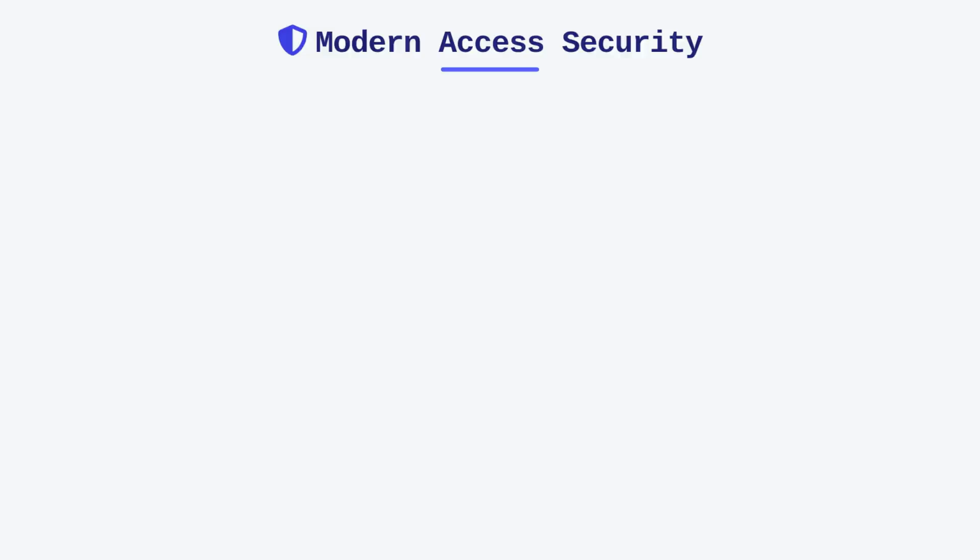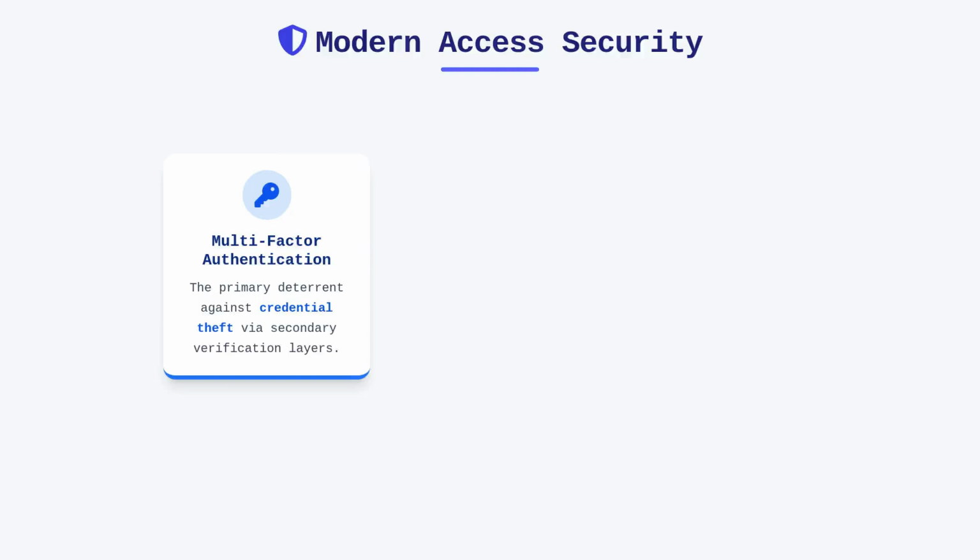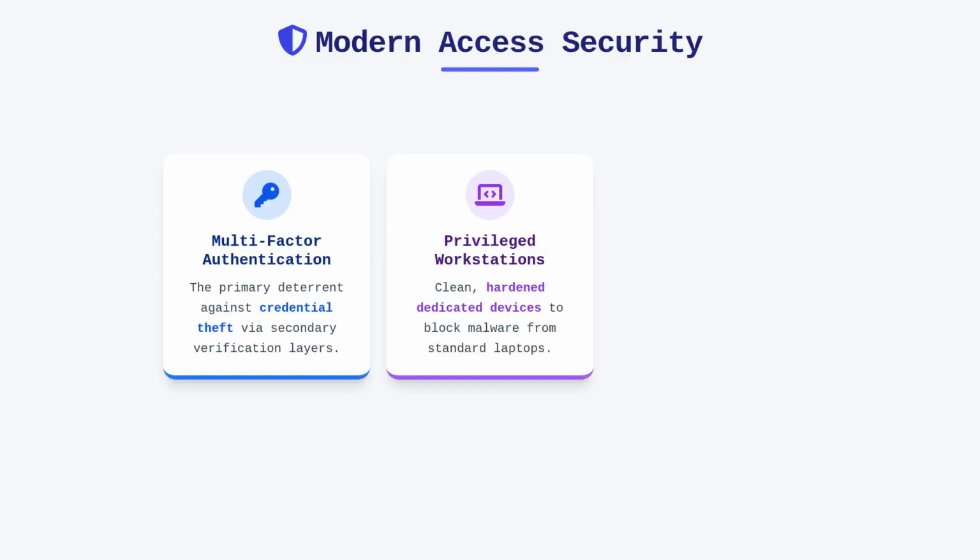Security is no longer a static perimeter, so we must adopt modern practices like multi-factor authentication and just-in-time elevation. Implementing MFA for server access remains one of the most effective deterrents against credential theft, as it requires a secondary form of verification. For administrators working in high-security environments, we utilize privileged access workstations to ensure that administrative actions occur from a cleanly hardened, dedicated device. This prevents compromise via malware residing on a jump host or a standard user's laptop.